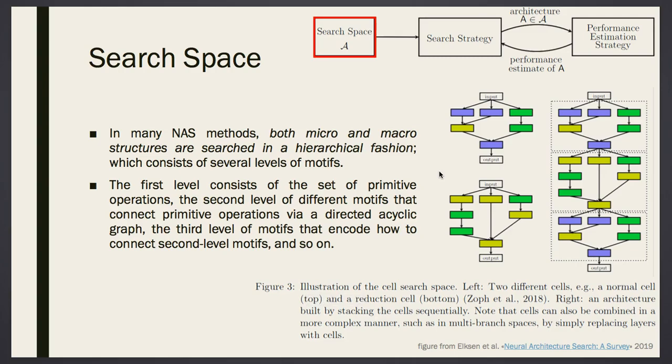In many methods in the literature, these micro and macro structures are searched in a hierarchical fashion. Hierarchical means you start with a lower hierarchy, a simple cell. You make the cell more complex and more complex. So these consist of several levels of motifs. These changes in these blocks are called motifs, guys. For example, these contain some primitive operations. At the first level, different motifs connect primitive operations. We have directed acyclic graphs, just like in these. The third-level motifs encode how to connect second-level motifs.